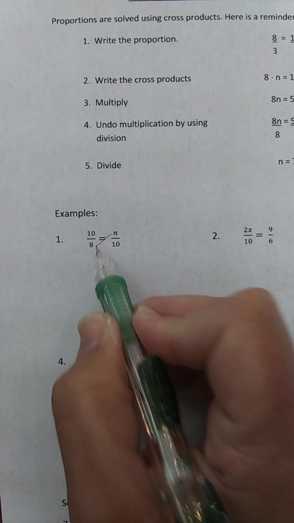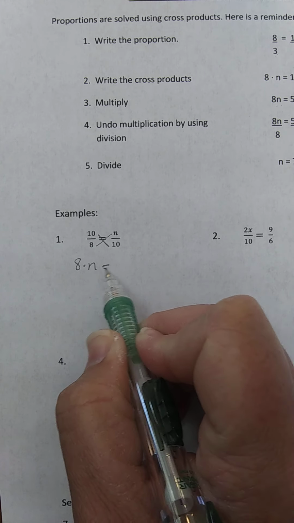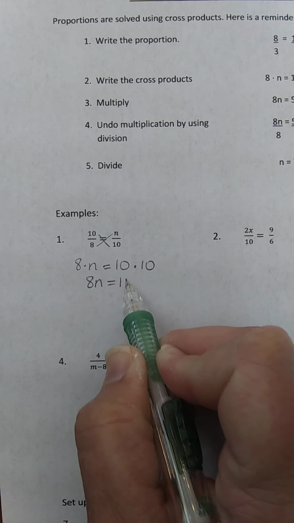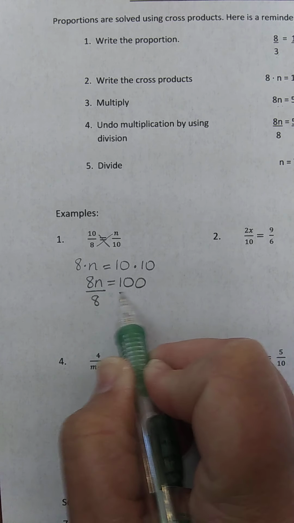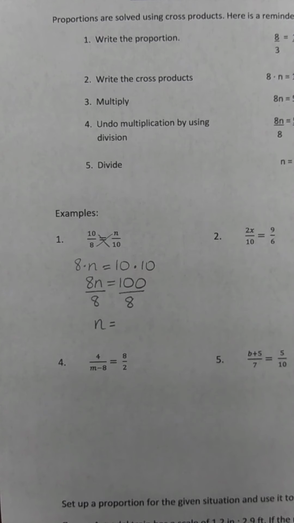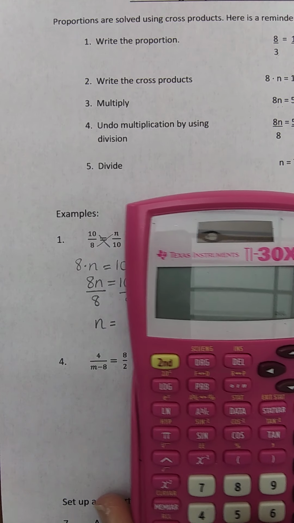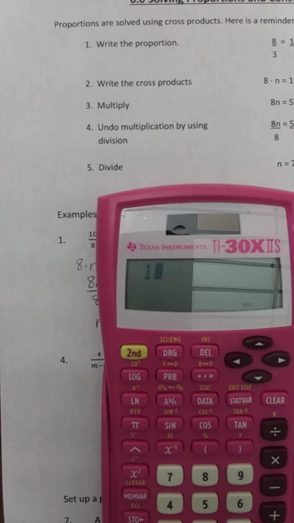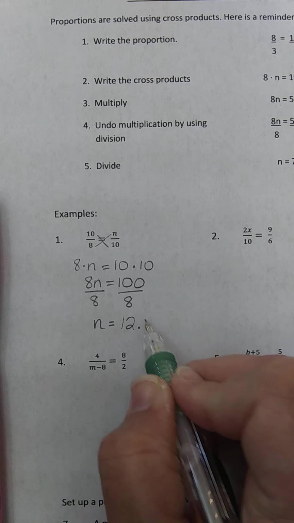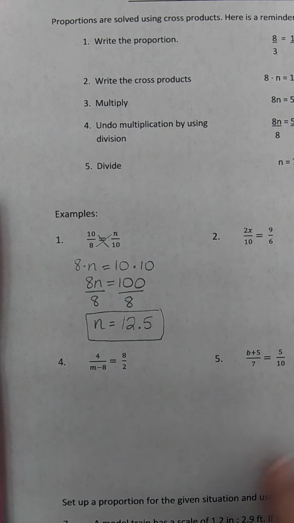So here one of our cross products would be 8 times n, and the other one would be 10 times 10. So 8n is 8n, and 10 times 10 is 100. Then we're going to divide that by 8. And n is going to equal something. Now that something might be a decimal, and this is one of those rare occasions where Mrs. Fleming's going to tell you it's okay if you want to put a decimal down. So 100 divided by 8 is 12.5, and I won't make you reduce that into an improper fraction and all that kind of stuff. We're just going to leave it as 12.5.